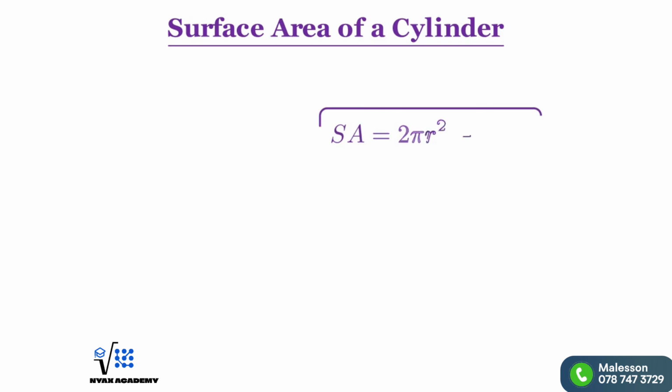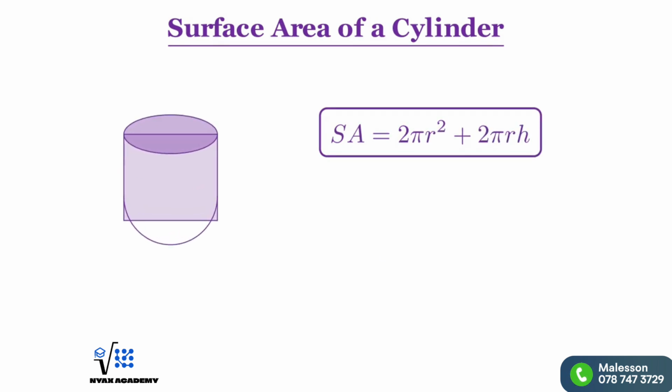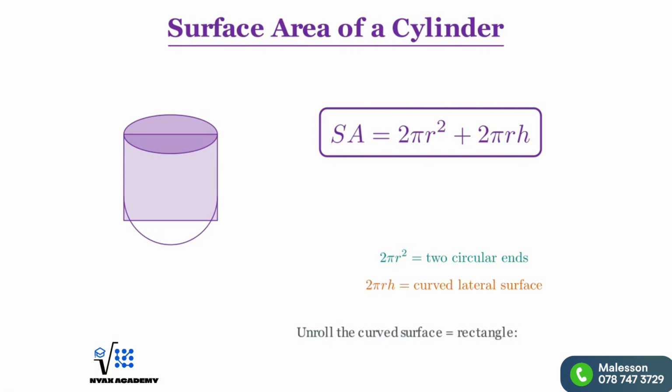Let's continue to finding the surface area of a cylinder. We use the formula 2 pi r squared plus 2 pi r h. The 2 pi r squared is for the two circular ends and the 2 pi r h for the curved lateral surface.